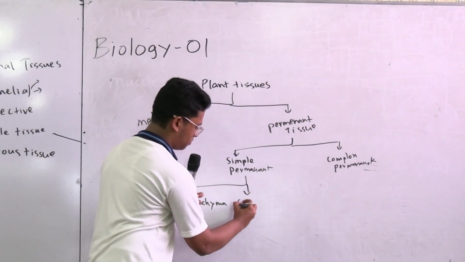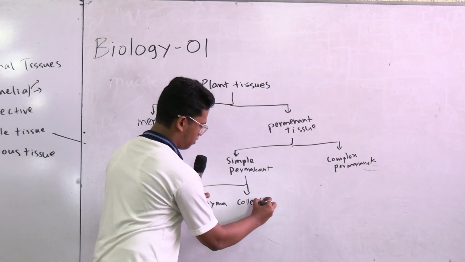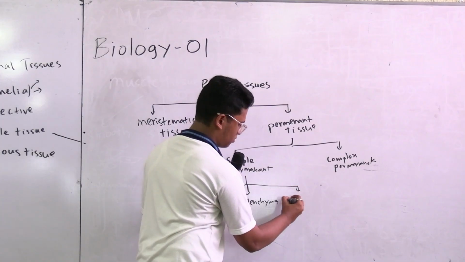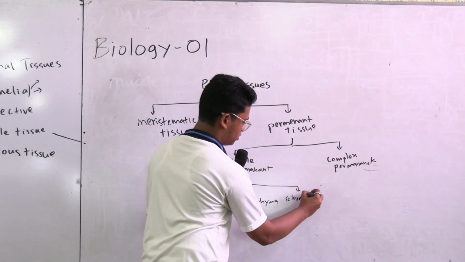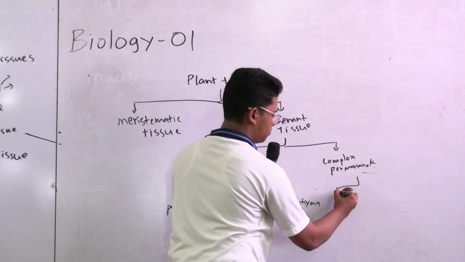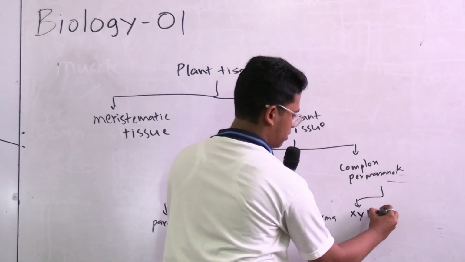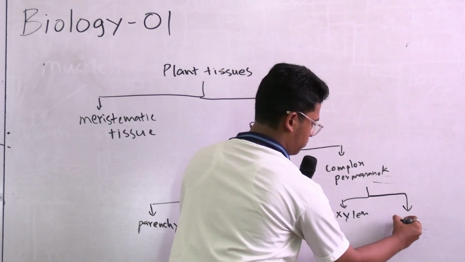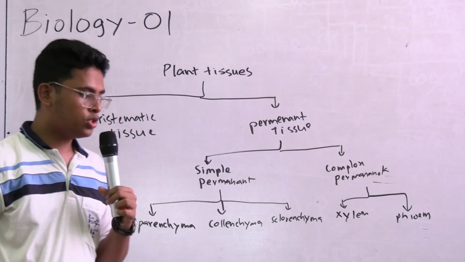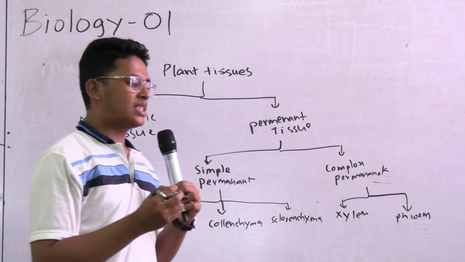Parenchyma, collenchyma and sclerenchyma. And complex permanent tissues we can divide into xylem tissue and phloem tissue, right? So they are asking about parenchyma, right?